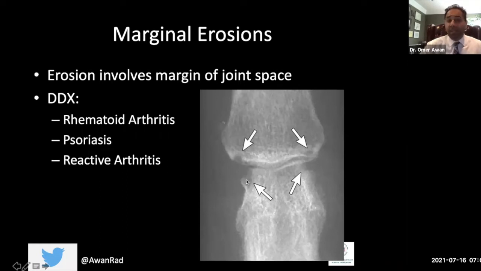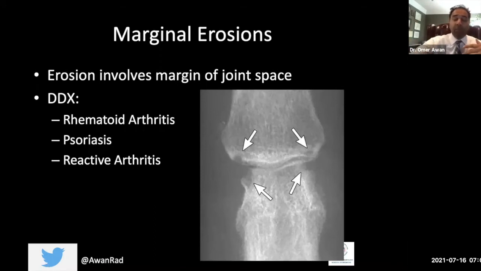This happens in rheumatoid arthritis classically. It also happens in psoriasis and reactive arthritis, but classically it happens in rheumatoid arthritis because you have the synovial pannus and inflammation that erodes the bare ends of the joints that are not protected by cartilage, right? So those areas are more predisposed to getting marginal erosions. And your differential for any marginal erosion in the hand would be these 3 things right here: rheumatoid arthritis, psoriasis, reactive arthritis. That is your differential for marginal.